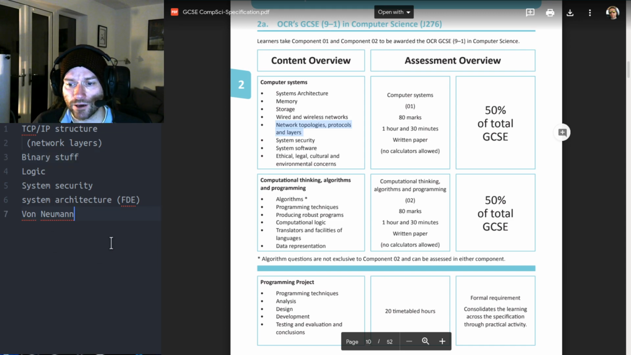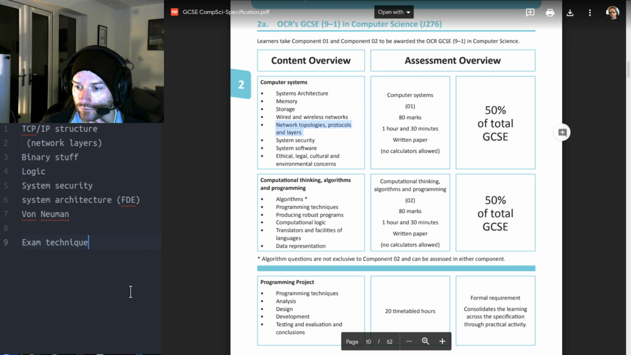But I'll tell you what, down the bottom here, if I put exam technique here, is that fair? Exam technique. We can go over a bit of that near the end.